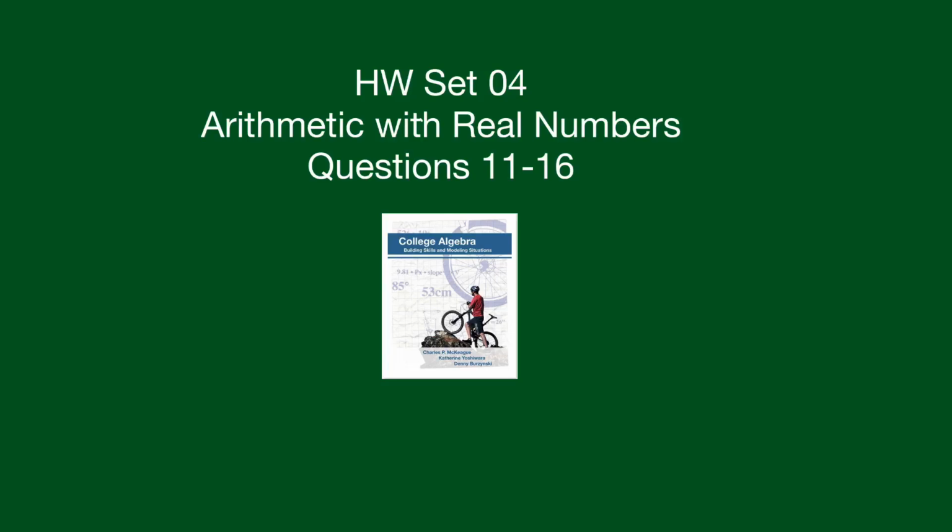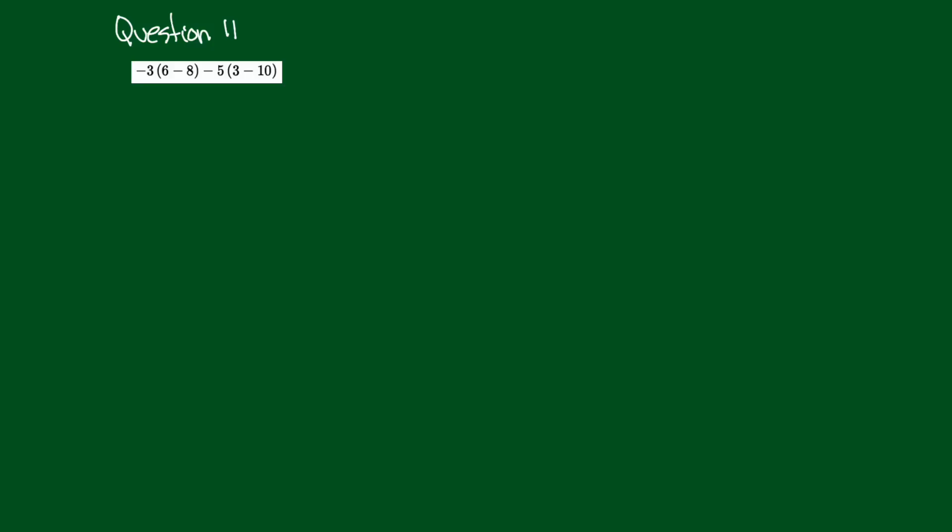This is homework set 4, a continuation of arithmetic with real numbers, multiplication, division. And now we'll look at questions 11 through 16. In question 11, we've got some multiplications, subtractions, grouping symbols. Let's work inside this set of grouping symbols first, and then we'll work inside of this one.